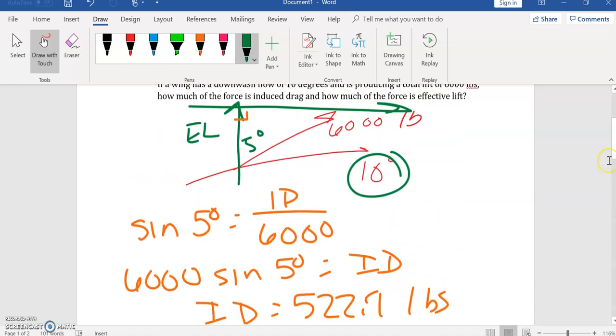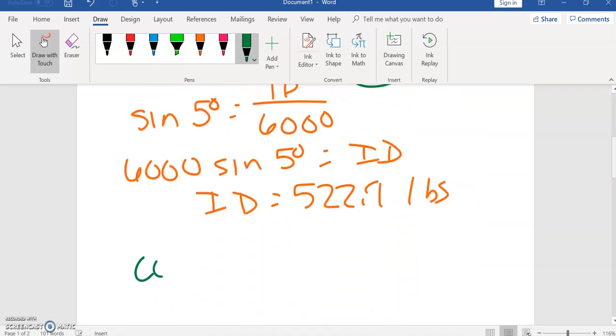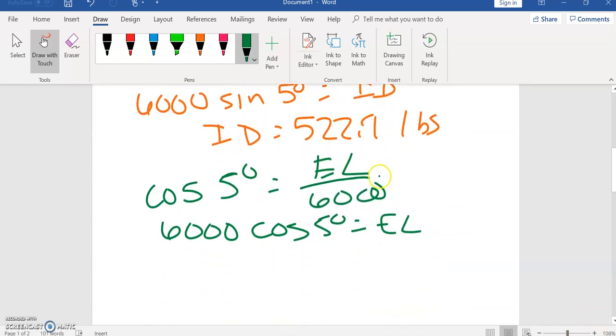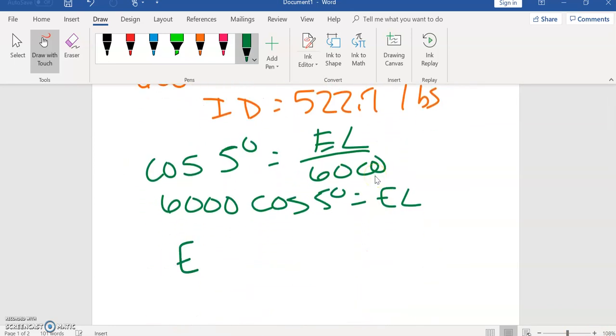And then the other one, to find the effective lift, I'm going to use the cosine. So the cosine of 5 degrees is effective lift over 6,000, or 6,000 times the cosine of 5 is the effective lift. Effective lift is 5,977.2 pounds. Now let's flip over to the calculator and run through putting this in really quick.